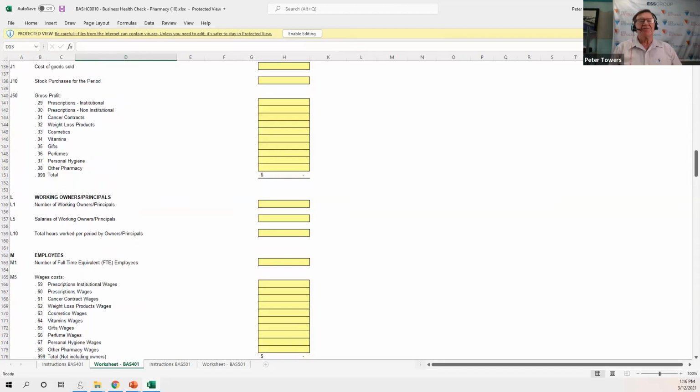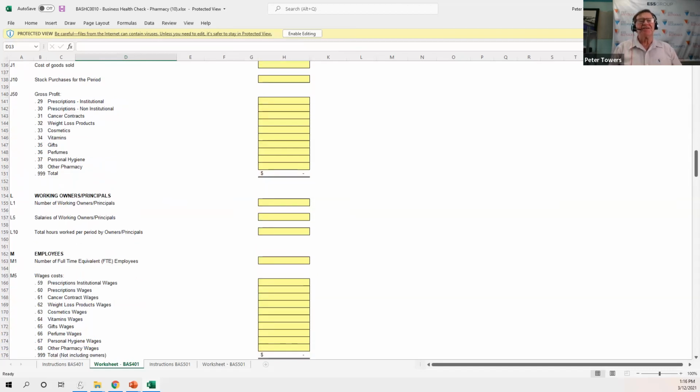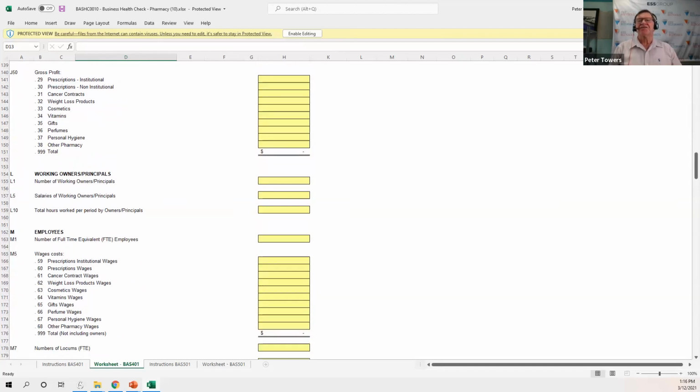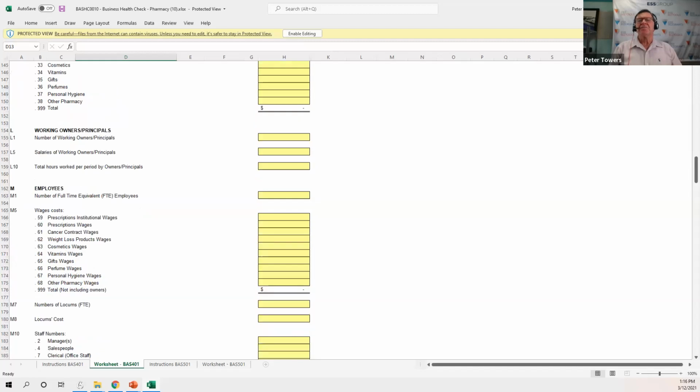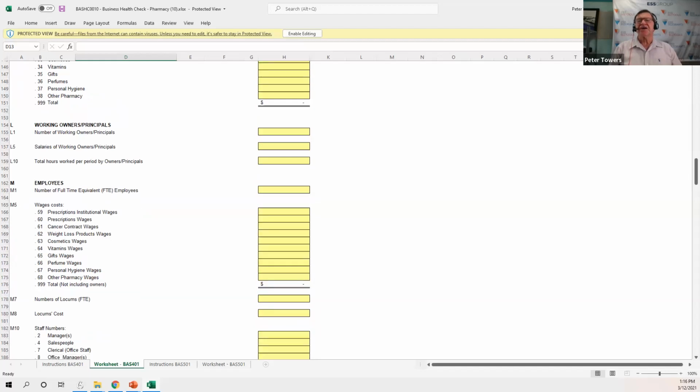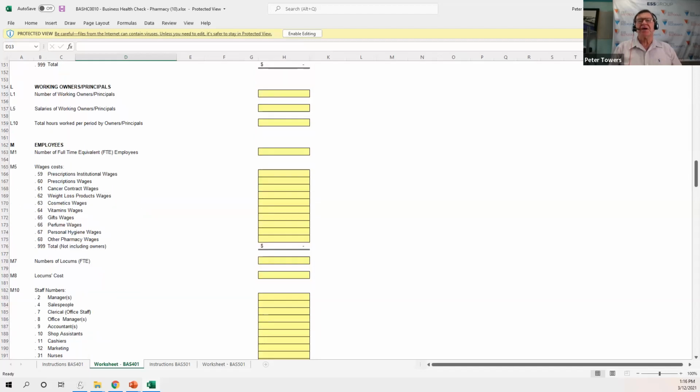The working hours of principals. This is a very standard benchmarking question, so we've got that in there. The salaries of the working owners. Total hours worked per period by the owners or the principals. Then we go through employees, number of full-time equivalents, and then break the costs again down into these various components, various departments within the business.